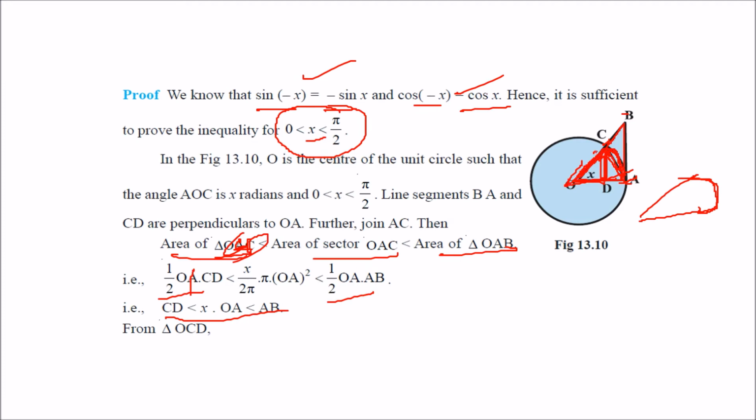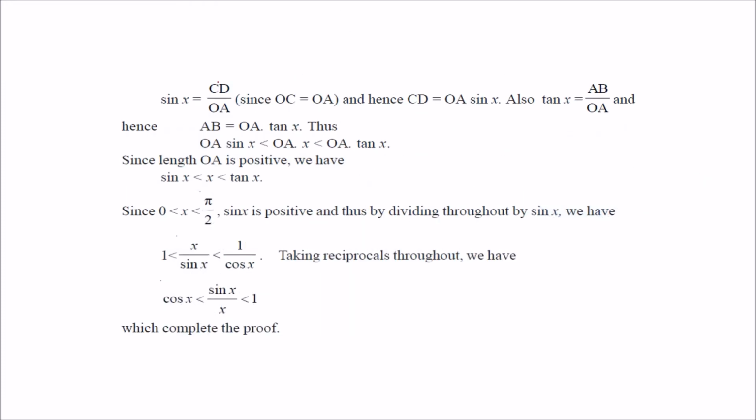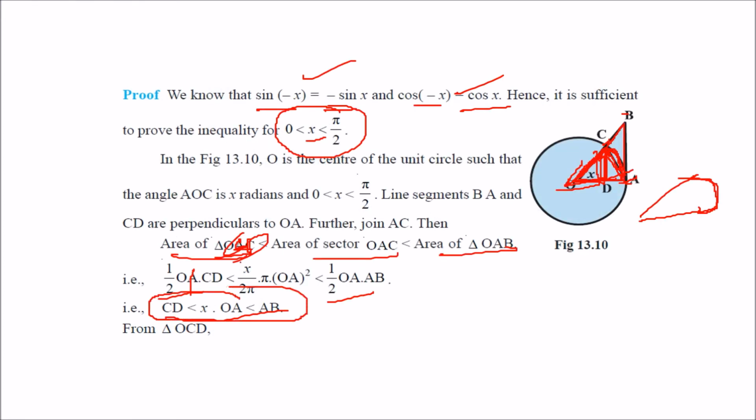Now we'll use this triangle OCD. What is OCD? It gives you sin x as CD by OA. Actually, CD is OA sin x. So tan x will be what? AB by OA, in similar fashion. So AB is OA tan x. Now in this, let us place these values.